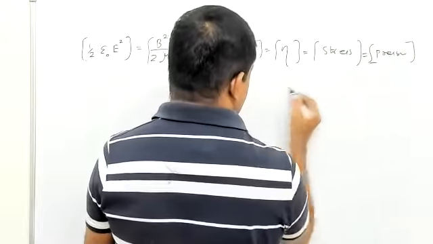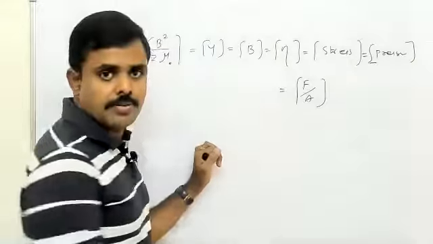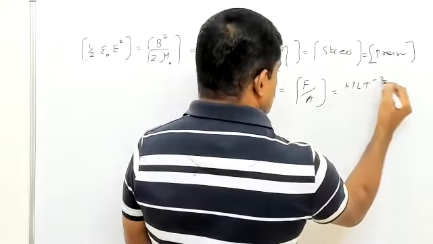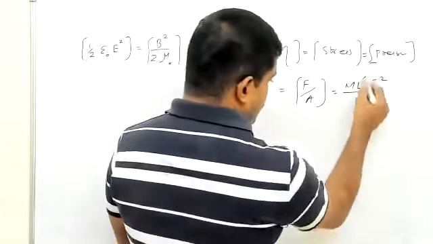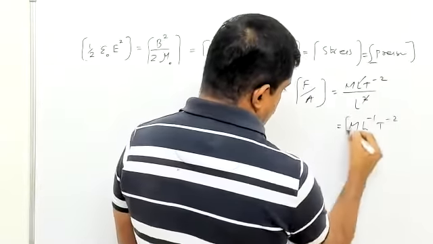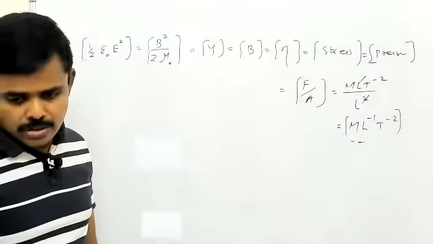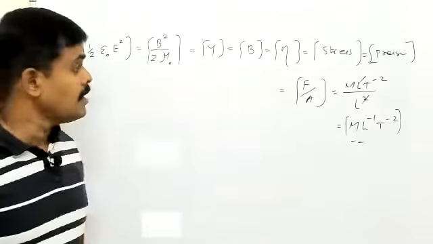Pressure is easy to find out. Pressure is force by area, no? So what is force? Force is MLT raised to minus 2. What is area? L square. So let us cut L and L here. M goes to the numerator, L raised to minus 1, T raised to minus 2. So the answer is ML raised to minus 1, T raised to minus 2. Answer is option C. I'll say this one more time.